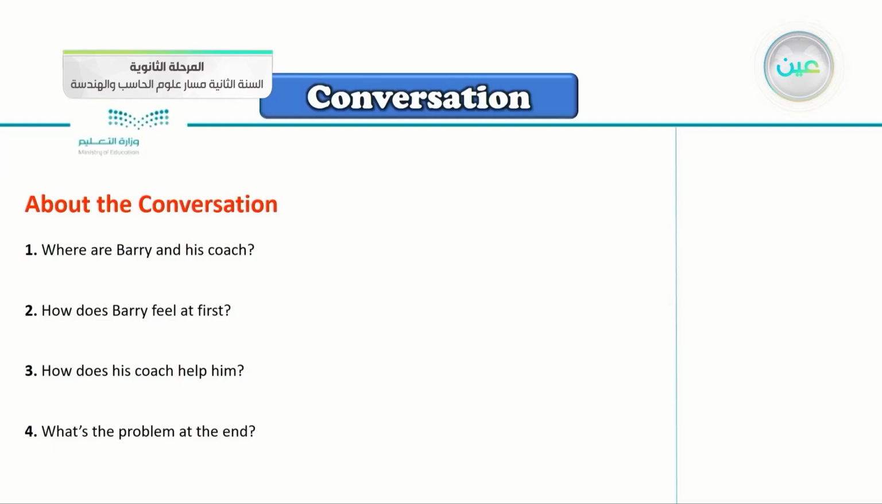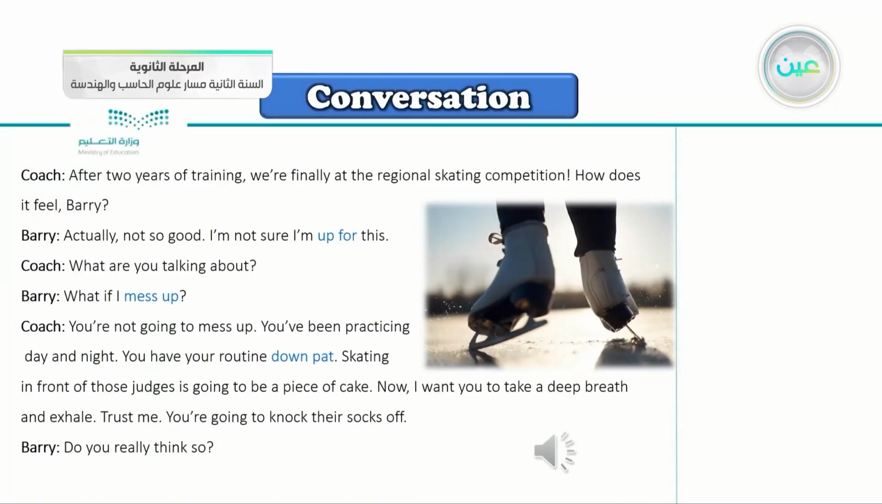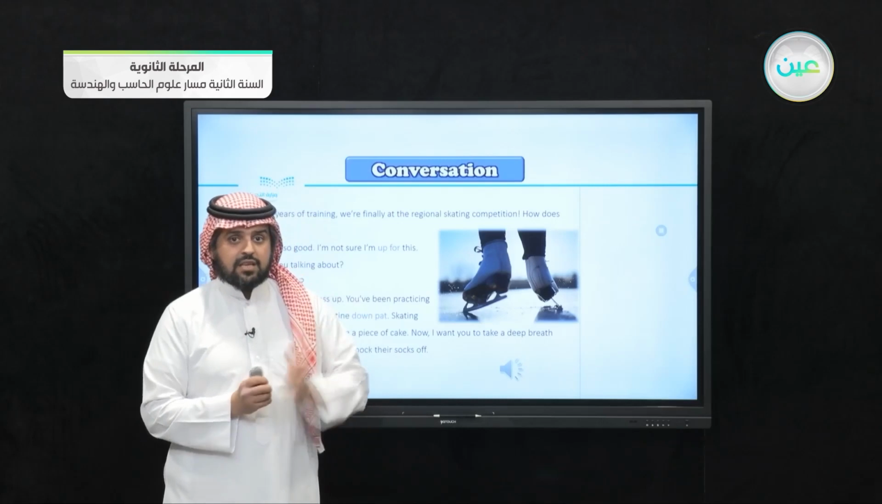So about the conversation here, we have 4 questions. Where are Barry and his coach? How does Barry feel at first? Was he nervous? Was he confident? Of course, you remember. How does his coach help him? What did his coach do to help him? What's the problem at the end? So we have 4 questions about the conversation. Let's listen to the conversation again and try to look for the answers to these 4 questions.